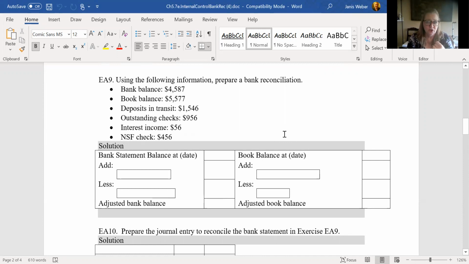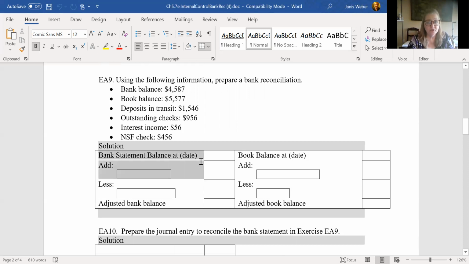They give this information: use the following information and prepare a bank reconciliation. We have a bank balance, a book balance, deposits in transit, outstanding checks, interest income, and an NSF check, which is a check the bank deposited for our clients, who gave us money and it didn't clear. In other words, it was a hot check, or an insufficient funds check. So let's start with the bank side. That's usually the easier side.